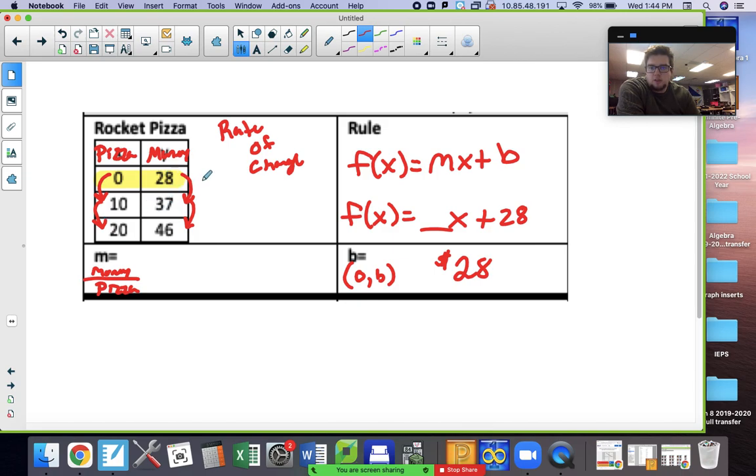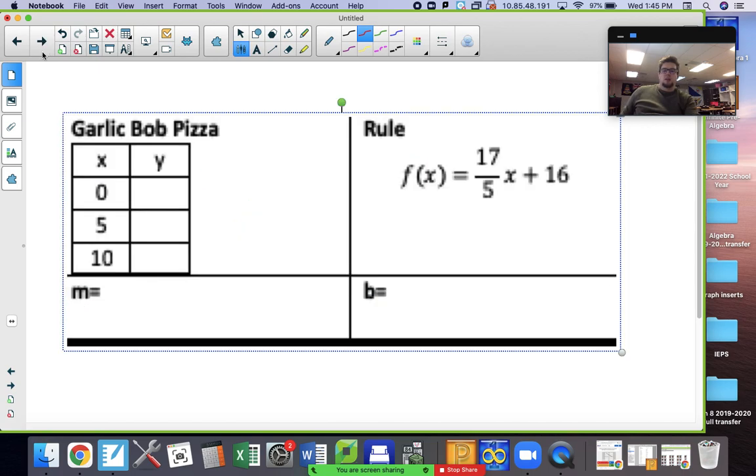So from 28 to 37, they're going to pay us 9. 37 to 46 is also 9. And on this side, from 0 to 10, 10 to 20, that's 10 pizzas. There's that constant rate of change. 9 over 10, that's our slope. They're going to pay us $9 every time we deliver 10 pizzas. Not the best deal. But that number gets to go in our equation right there. We need 9.